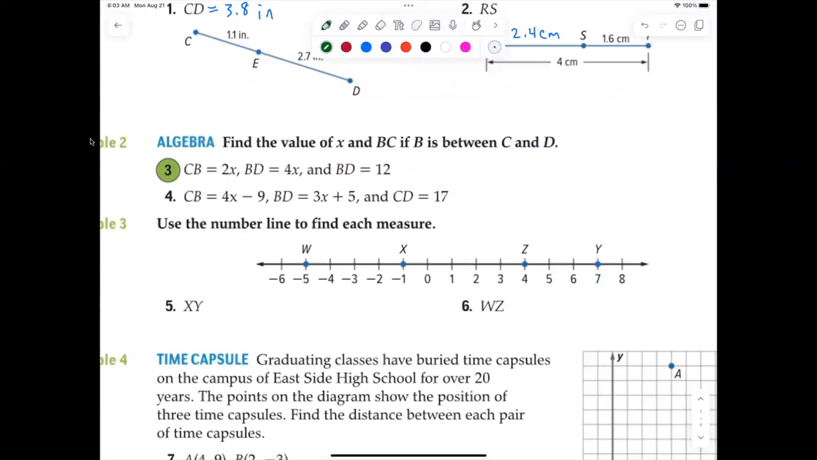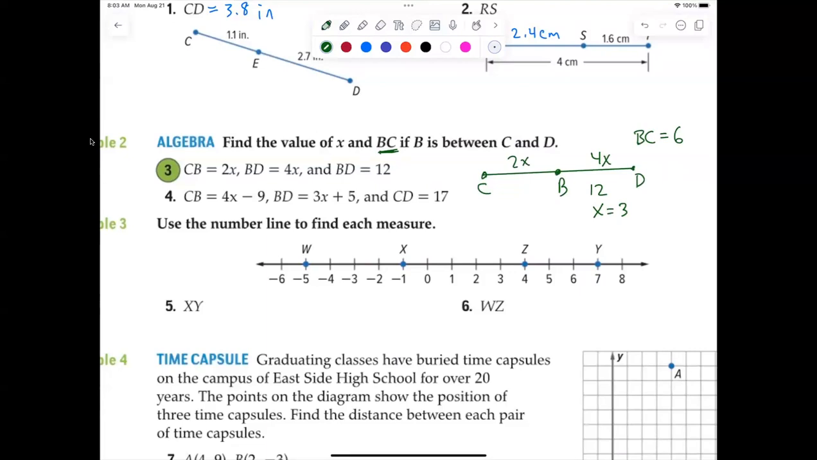Find the value of X and BC if B is between C and D. Now, for me personally, all right, it's easier if you just draw it out. B is between C and D. And now you can label it CB is 2X and BD is 4X. And then BD is 12. All right, so that's why it's important to kind of label it, because if BD is 12, then we automatically know that what? X is equal to what first? 3. And then it says find X and what? BC. So then we would say that BC is equal to what? 6. I agree. Very easy.